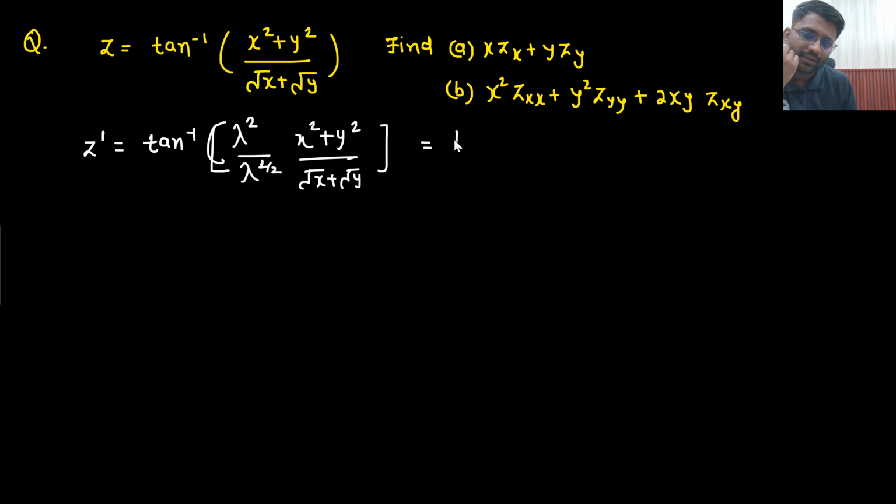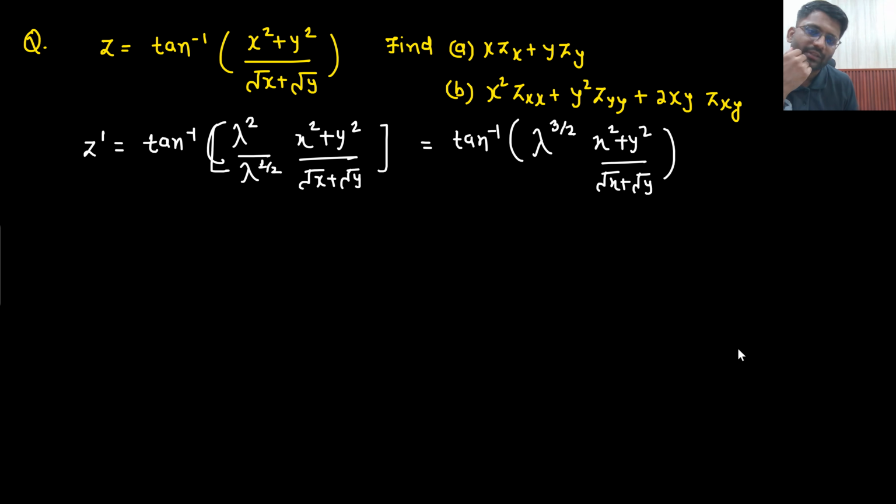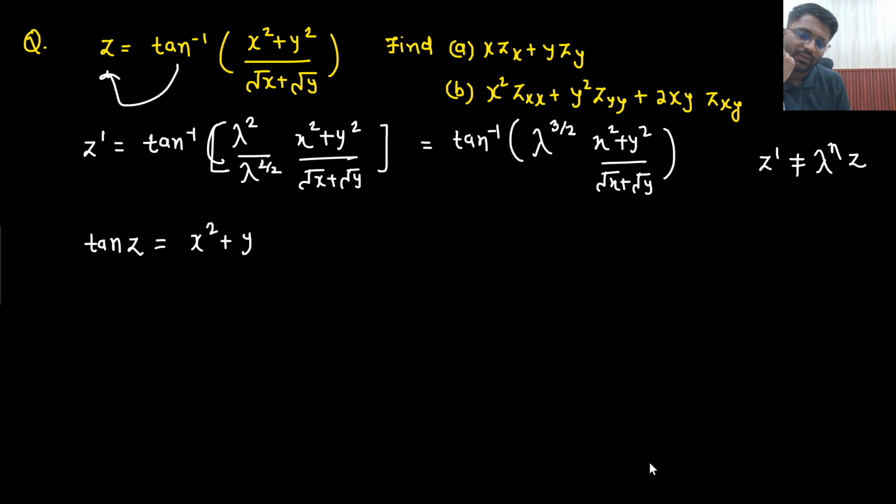So what are we getting? Tan inverse of lambda to the power 3 by 2 times x square plus y square upon under root x plus under root y. This will be the scenario I will be getting. So from here we can sense one thing, that z dash is not lambda to the power n z, not a homogeneous function. But one thing I already know, that tan z, I am taking tan inverse to this side, is x square plus y square upon under root x plus under root y.